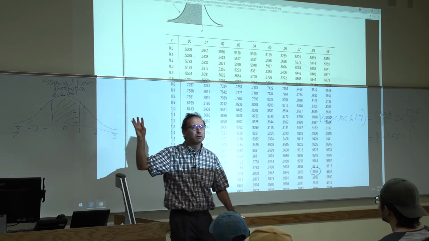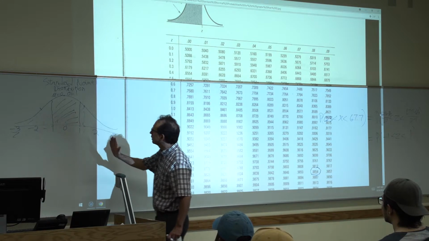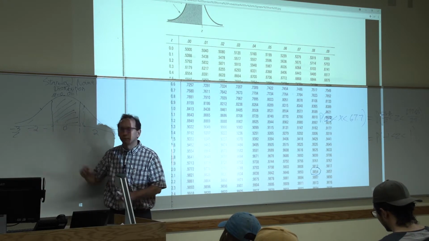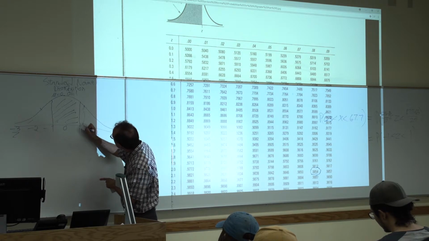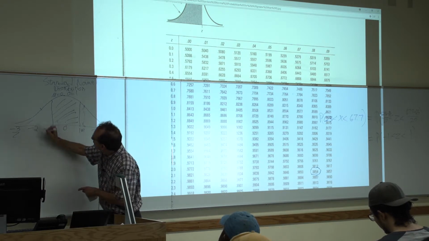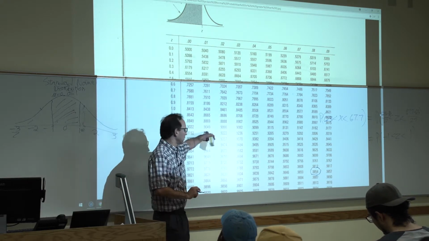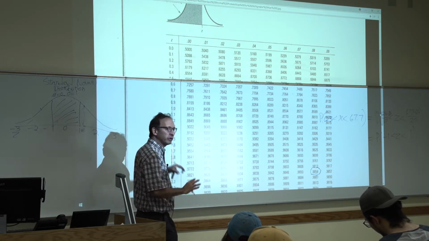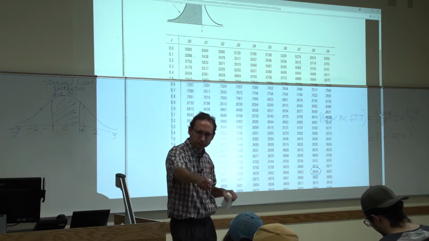Does that make sense? So what is the area under this curve to the left of 1.00? I'll carry more decimal places out here, 1.00, okay? We can go to our table here, right? So what are we going to have? What's the area to the left of 1.00?